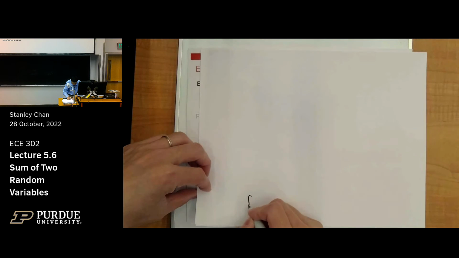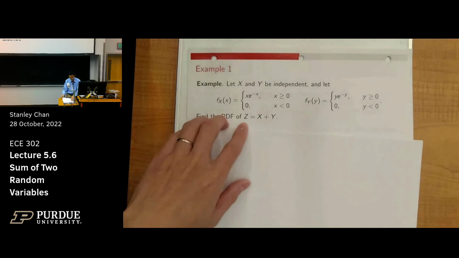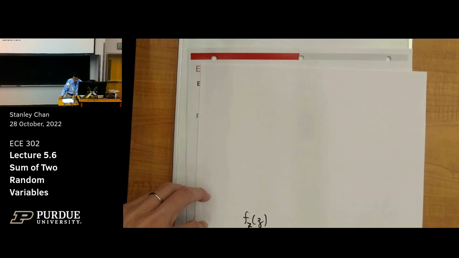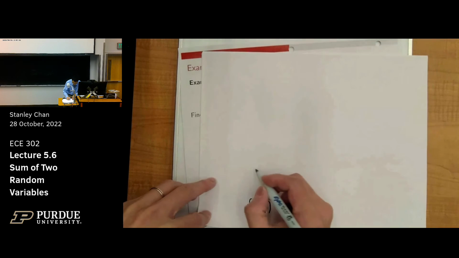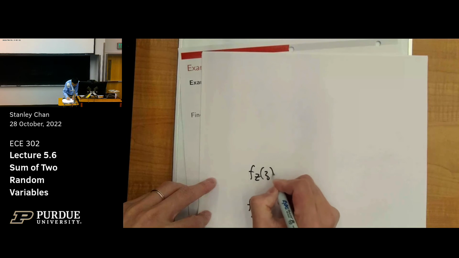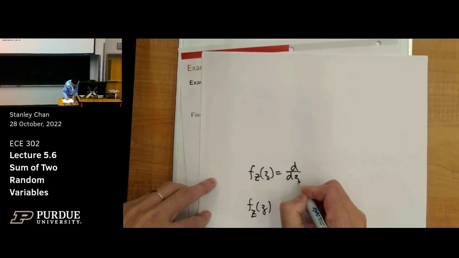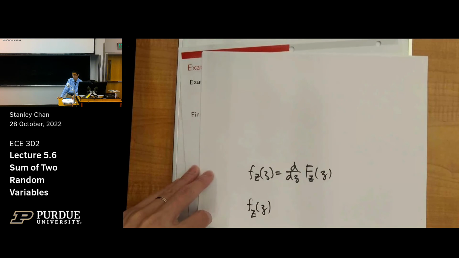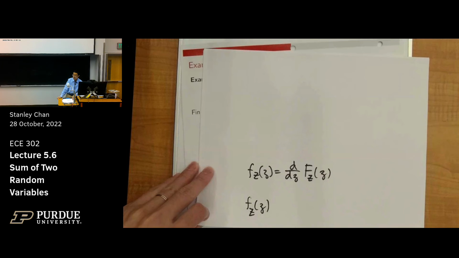What do you want? At the end of the day, you want fZ, right? You want the PDF of Z. So let me write fZ here. Let's go backward. If you want to find fZ, what do you need? Well, the only thing I have learned so far is that it is d/dz of FZ. This is the fundamental theorem of calculus. You take the derivative of your CDF, you will be able to get the PDF.